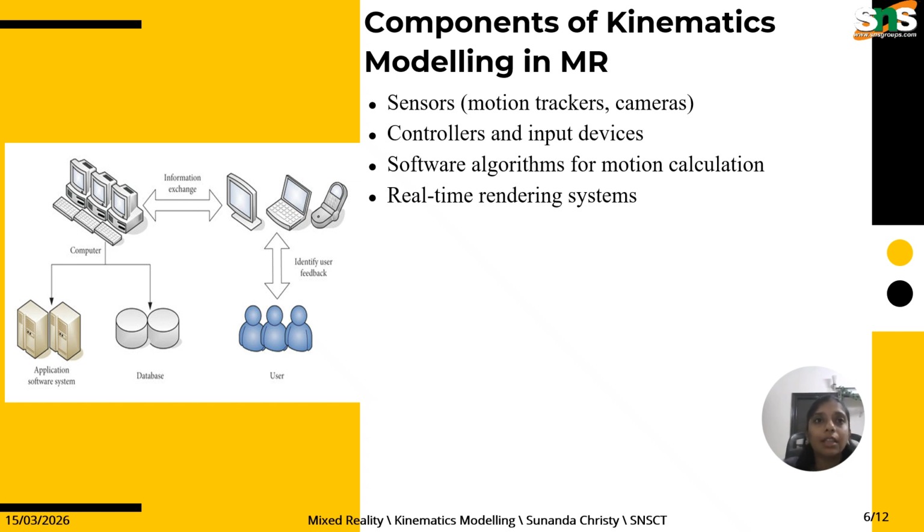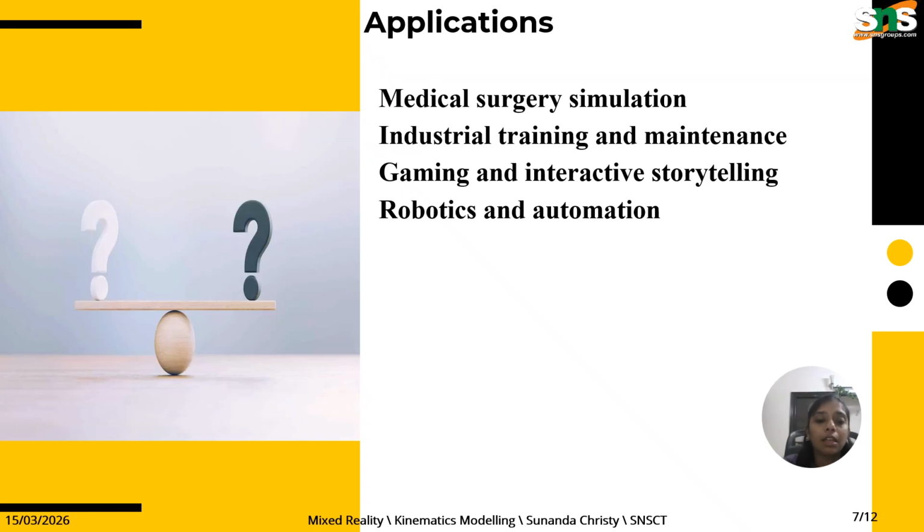Then real-time rendering systems are also needed. We know what rendering is: the 3D scenes are converted into 2D images. So real-time rendering systems are also one of the main components of kinematics modeling. Here we have a few applications. It is mainly used in medical surgery simulation, industry training and maintenance, and gaming with interactive storytelling, robotics and automation.